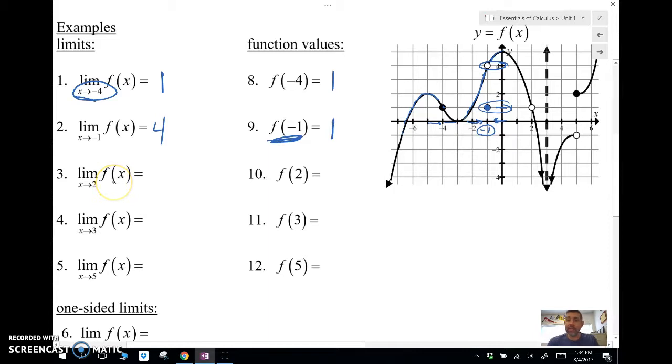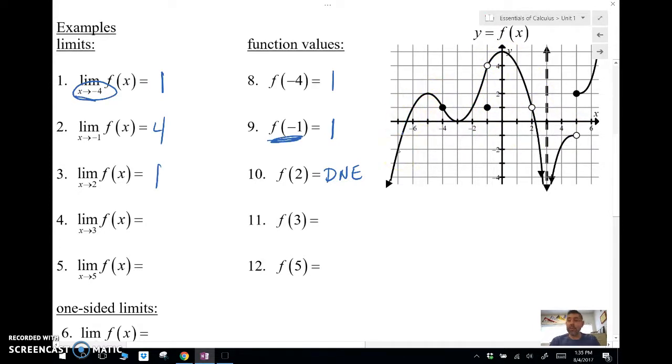Let's look at the limit as x approaches 2. As x approaches 2, the y value is going to approach 1. And f of 2, notice here that there is no point that defines f of 2. There's no solid point. We've got an open circle there, so I'm going to write DNE. It does not exist. I'm going to erase this so we can see the next one a little better.